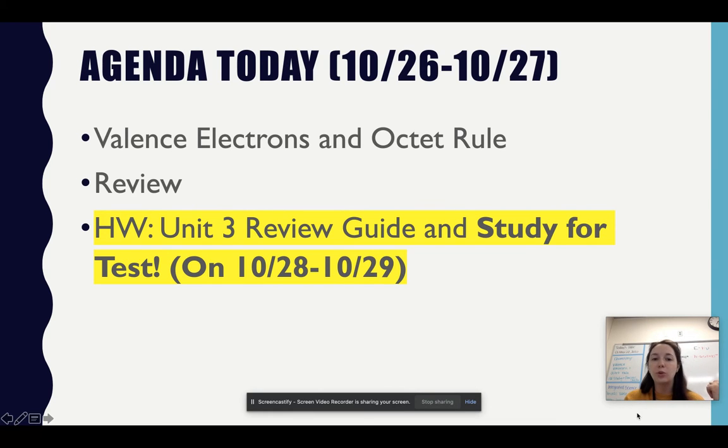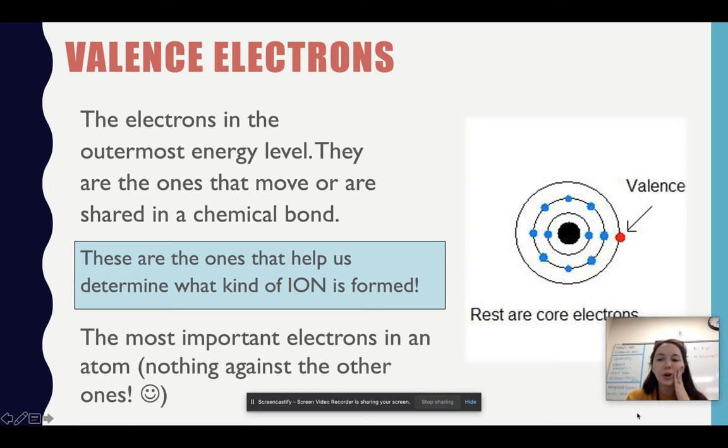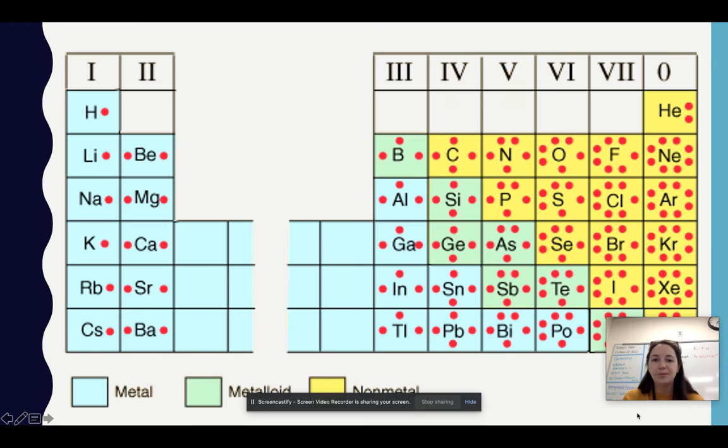I am going to go over a little review with valence electrons and the octet rule. However, do not worry about that being on the test. I took those out because a lot of it was review. As you recall from physical science, valence electrons are electrons in the outermost energy level, and they're the ones that move and/or are shared in a chemical bond. These are the ones that help us determine what kind of ion is formed, and they're always on the outside. They're probably the most important electrons. Nothing against the other ones, but we pay more attention to them.